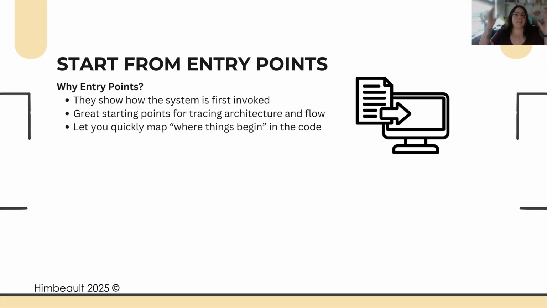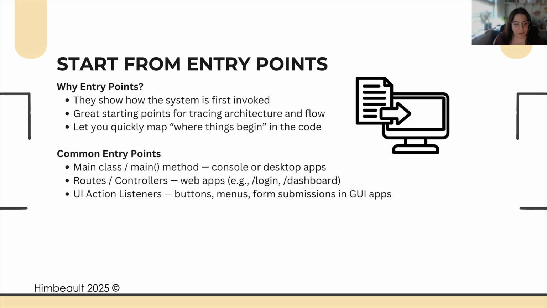If we see some kind of architecture like that, it's easy enough for us to find the entry point. But hopefully we've already watched the previous video where we talk about debugging code, and we can determine an entry point based off of our compilation and running of our code. This is going to really help us determine how the system first gets invoked. It's great to find our starting point so that we can trace our architecture and our flow, and it will allow us to very quickly map where things begin in the code.